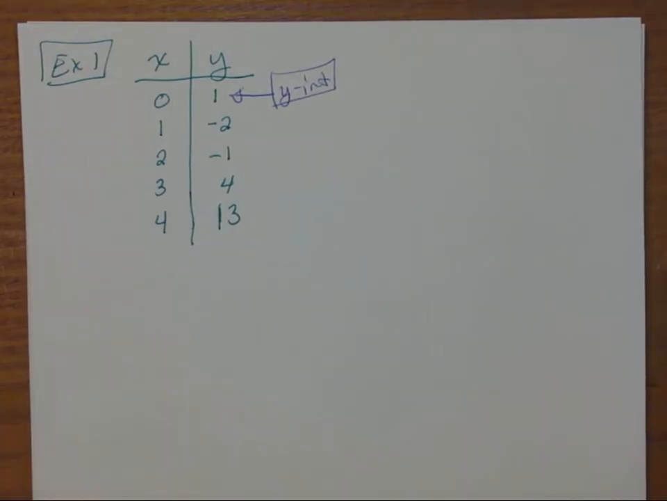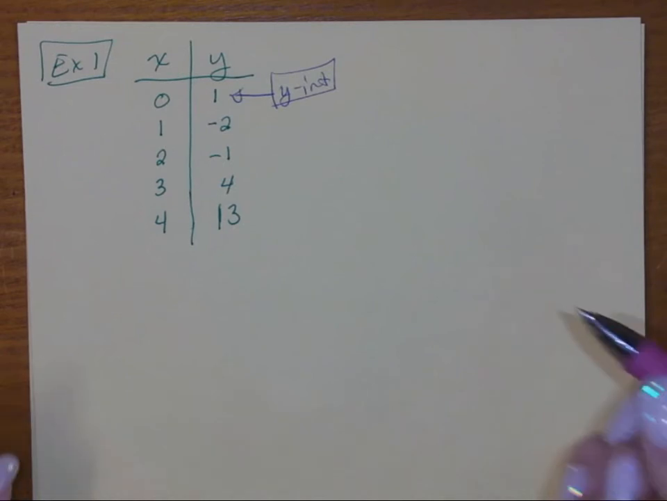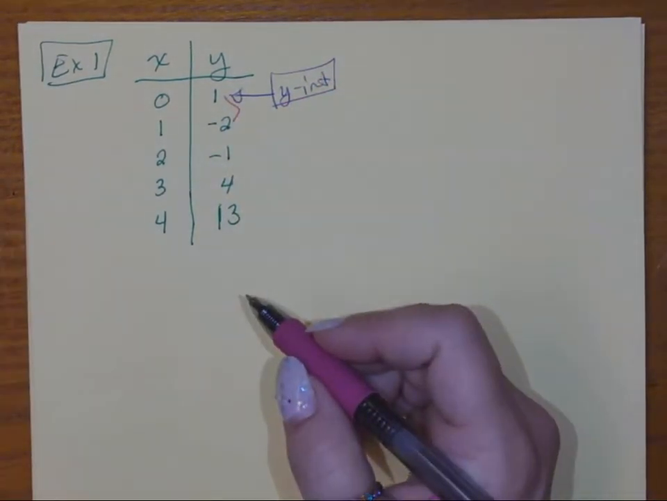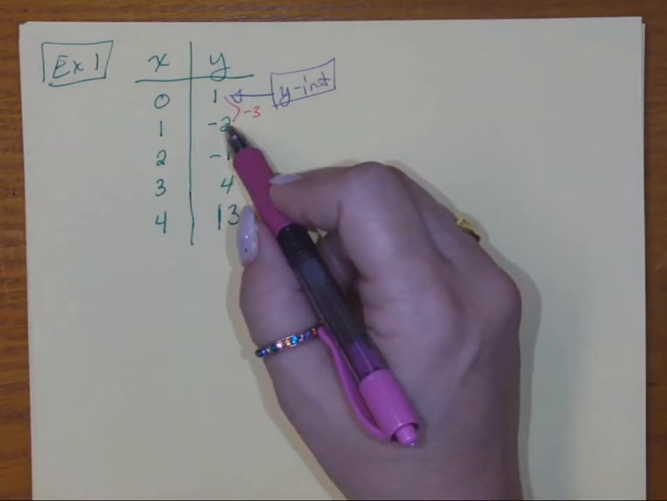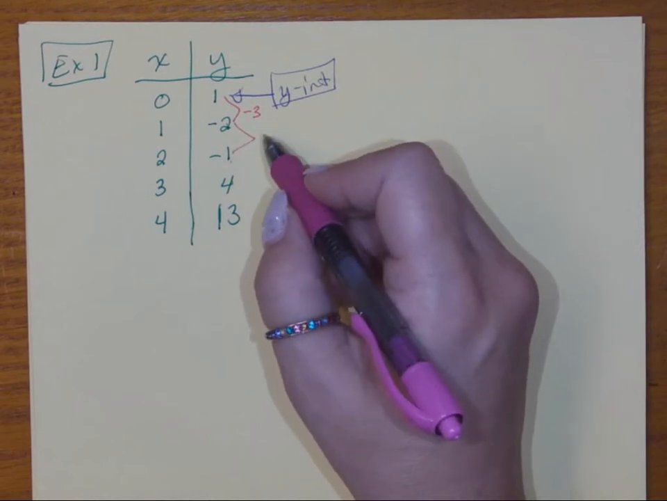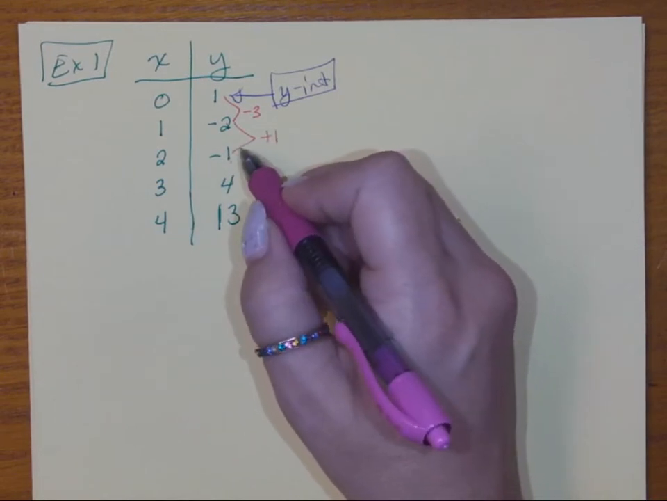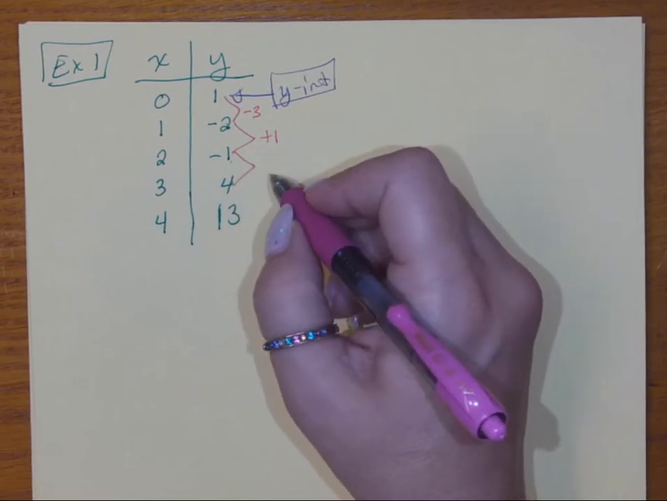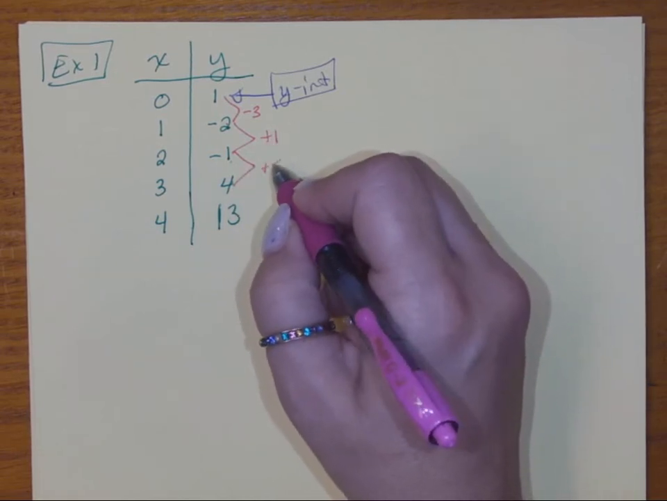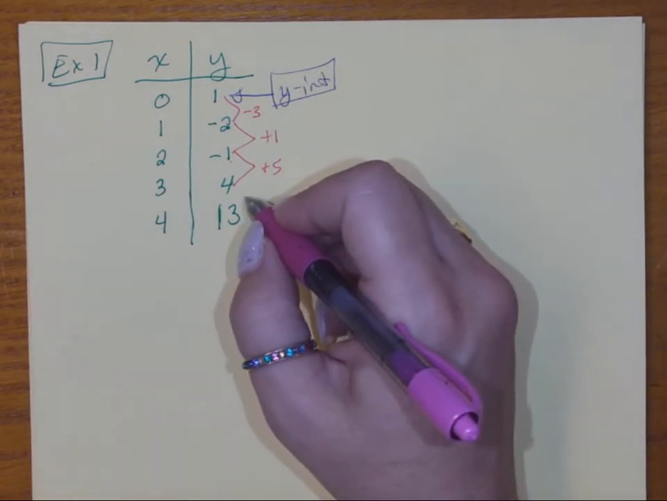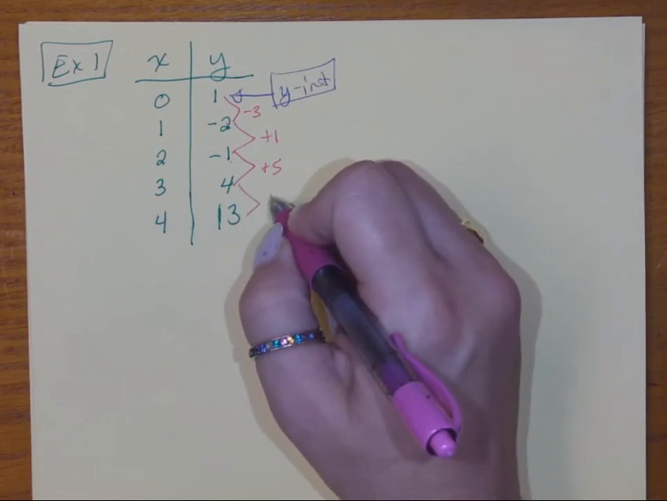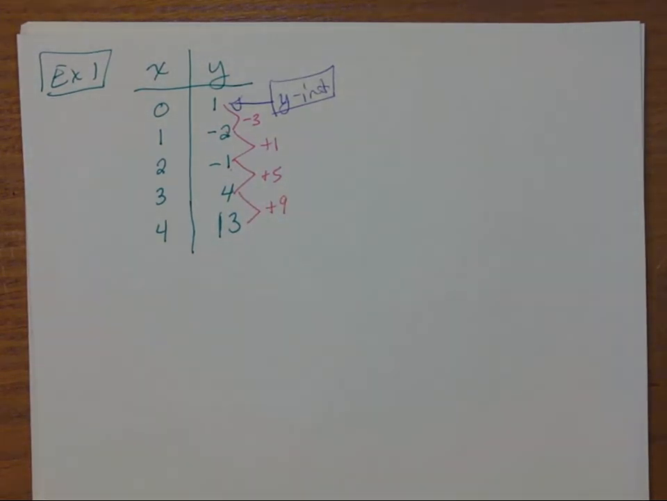I like to look at it real quickly and ask, what's going on? Here I see to get from 1 to -2, that's a -3. To get from -2 to -1, that's a +1. From -1 to 4 is +5, if I'm doing this right. Let me double check my numbers. Yep, from 4 to 13 is a +9. So I'm definitely not seeing it right now. That's not constant, so it's certainly not linear.